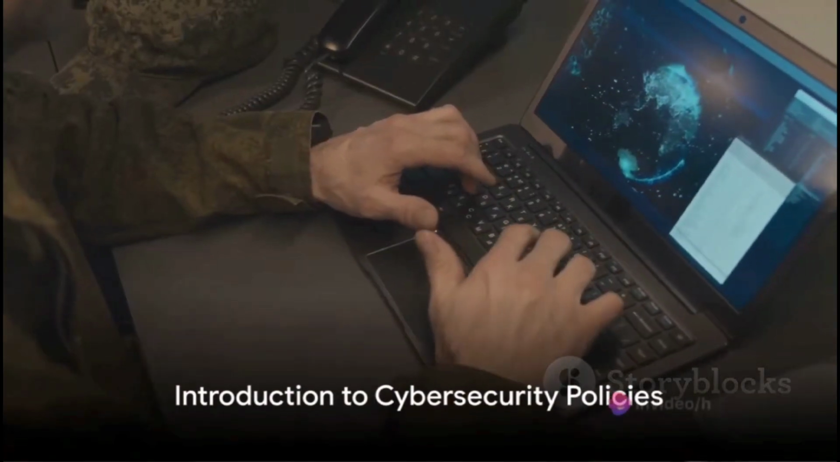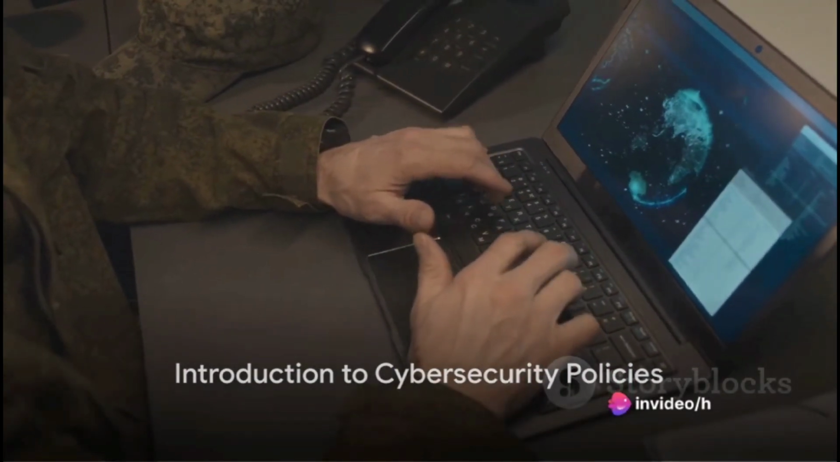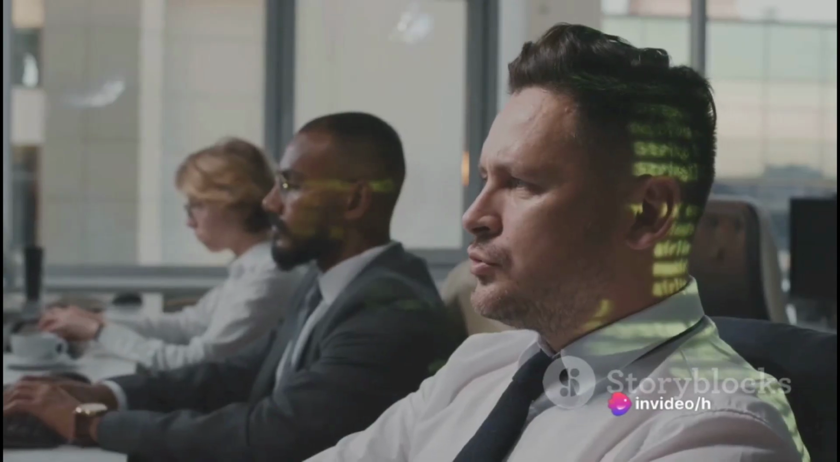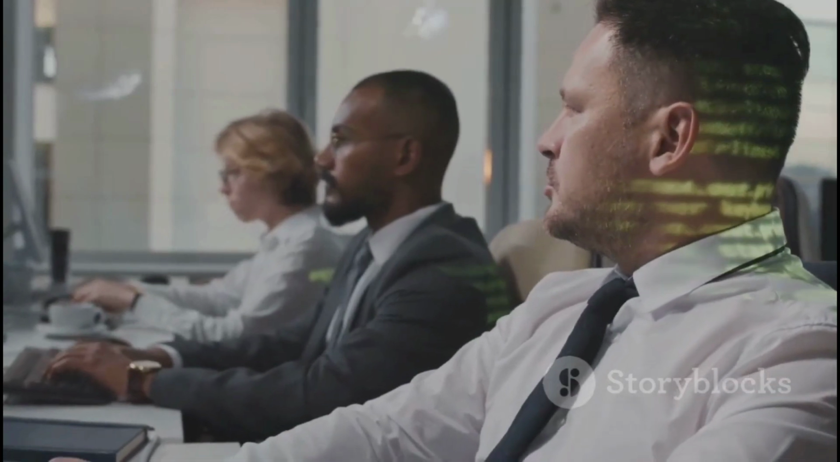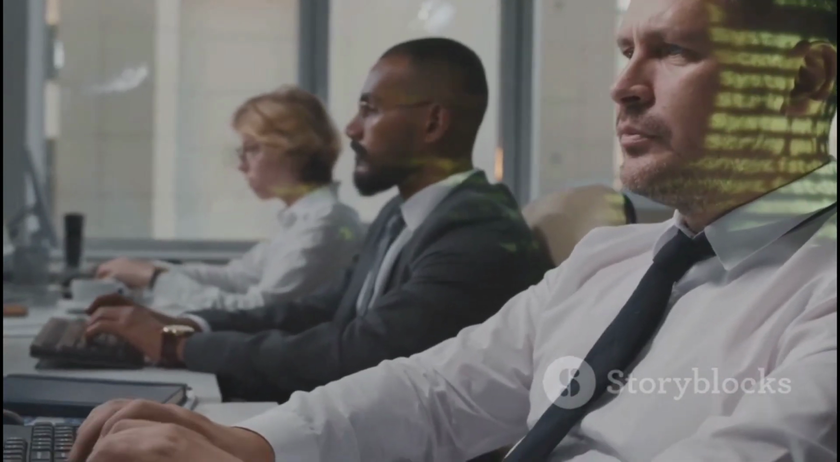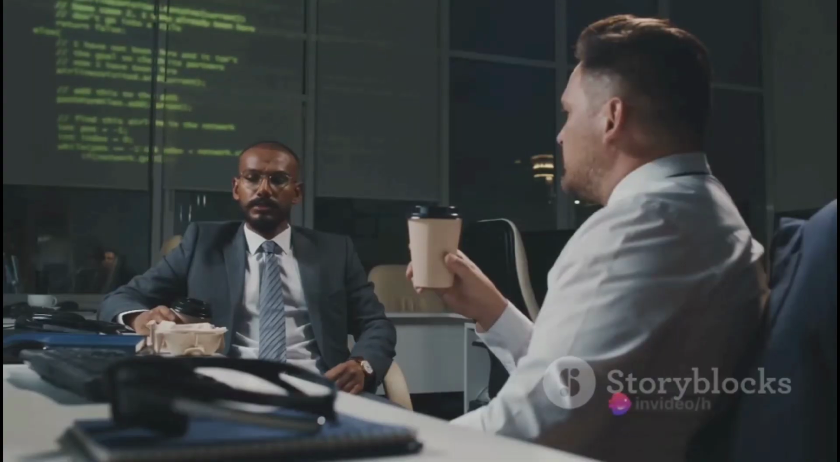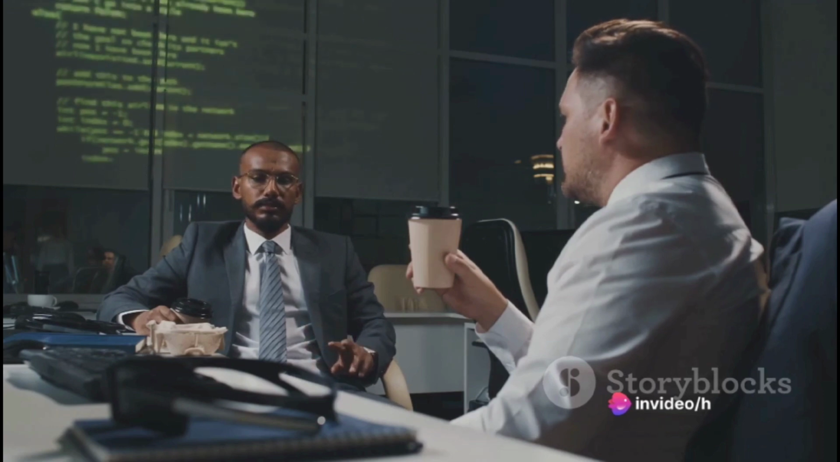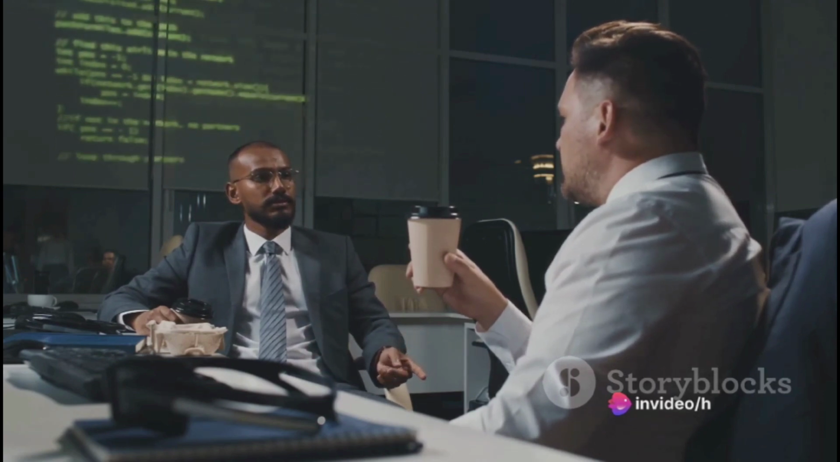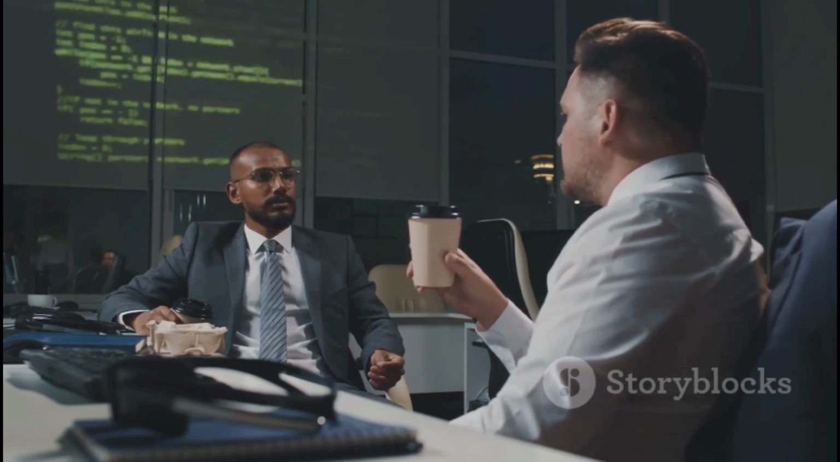Ever wondered how cybersecurity policies are formed and what they entail? Well, it's a fascinating world where technology, policy, and protection intersect. Cybersecurity policies are essentially the rules and guidelines that govern how an organization protects its digital information. They're like the guardian angels of our digital world, shielding valuable data from prying eyes and malicious intentions.